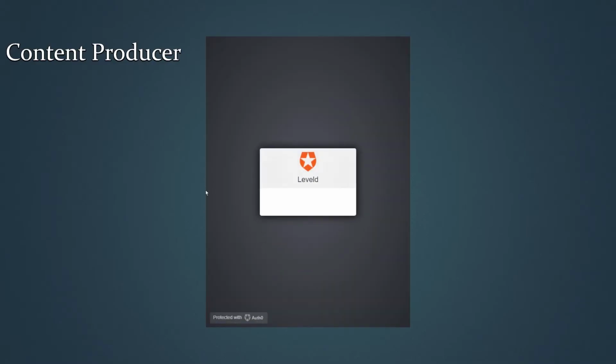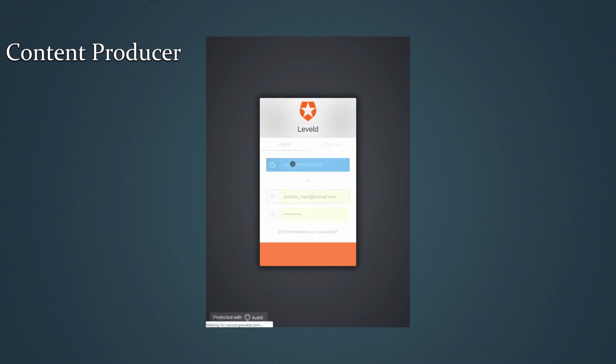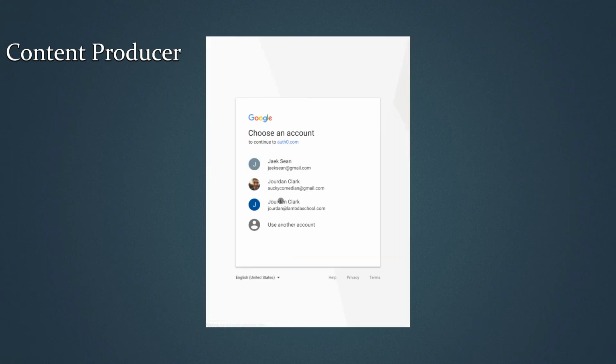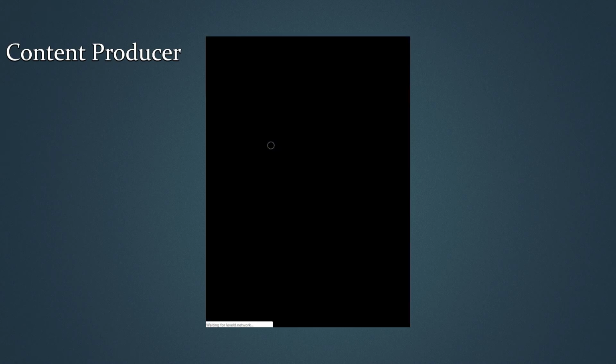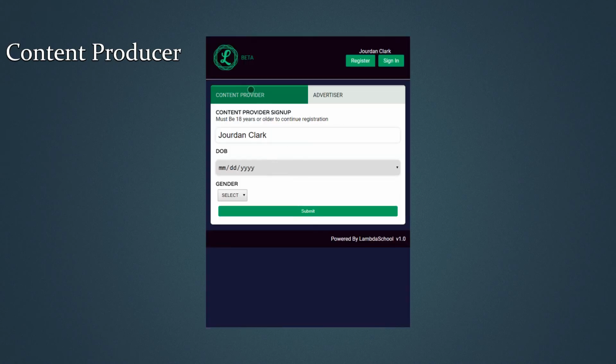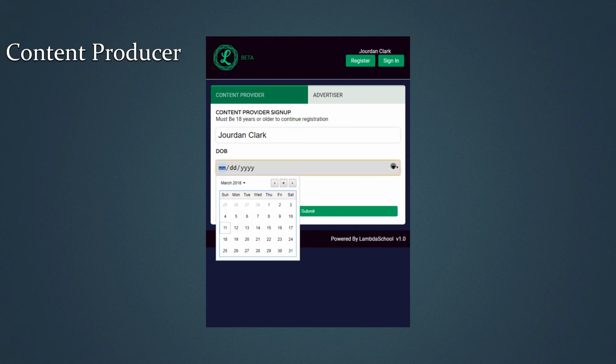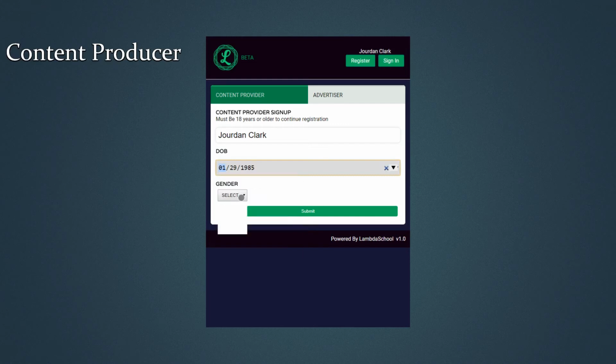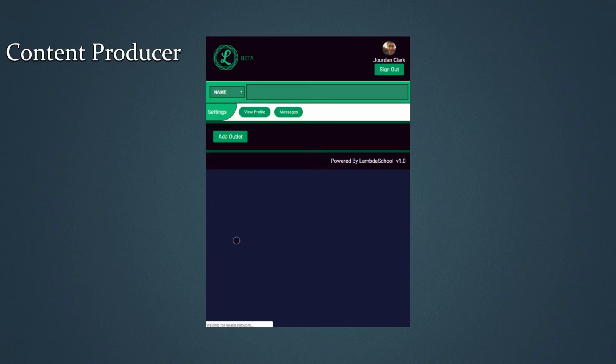To help us keep our users' data protected, we decided to use Auth0 to handle our user logins and registration. So here I'm going to sign up as a content producer. I can enter in my birthday for age verification, and then select a gender and submit.